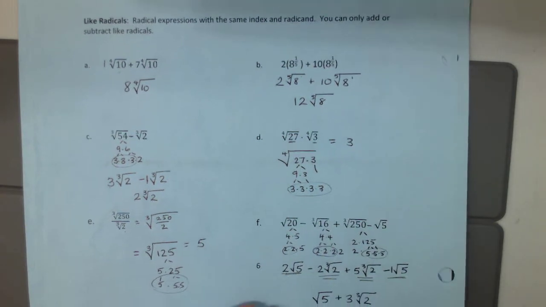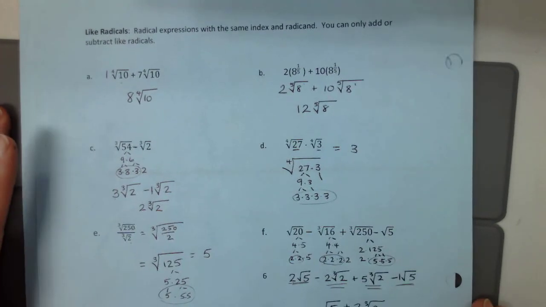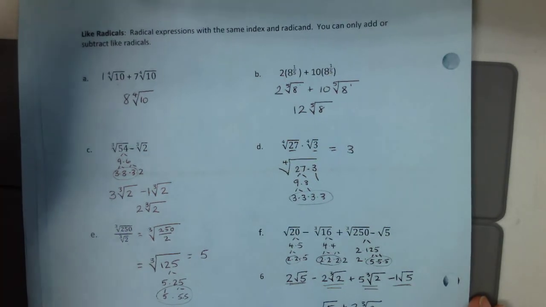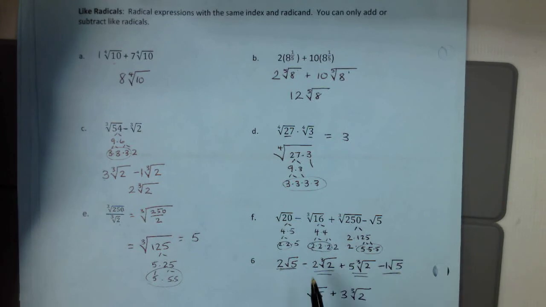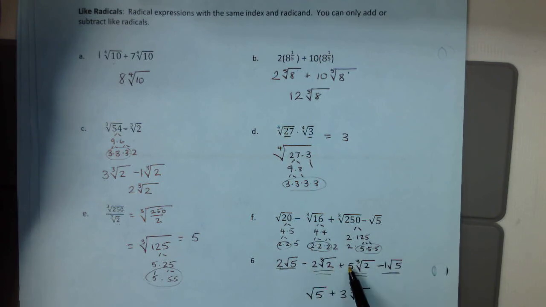And this is where, let me move that up so that you can see that. There would be my answer. This first and this last term were like each other. They're both square roots of 5. 2 minus 1 is 1 square root of 5. You don't have to put the 1 out here. And then these are both cubed roots of 2. So negative 2 plus 5 is a positive 3 cubed roots of 2. And that's where I leave my answer.